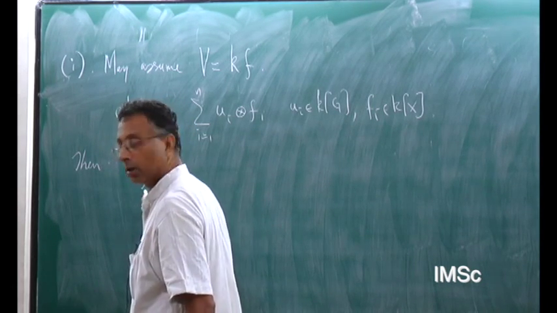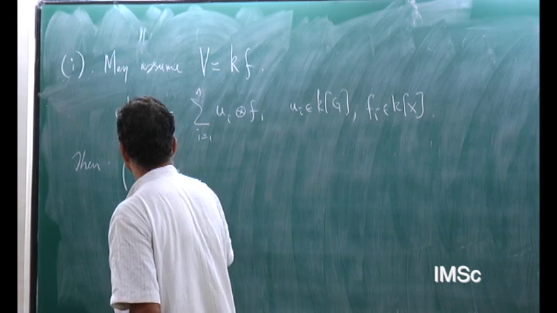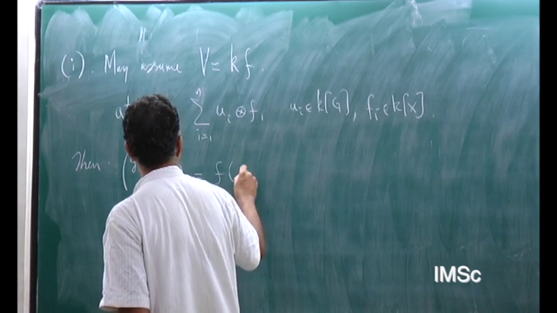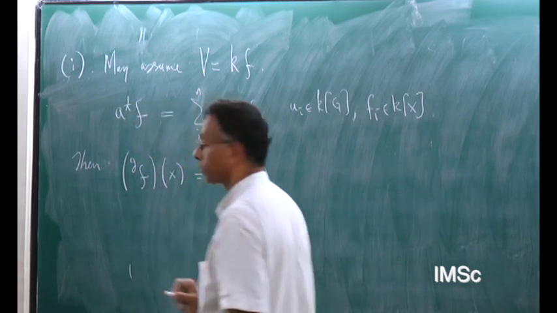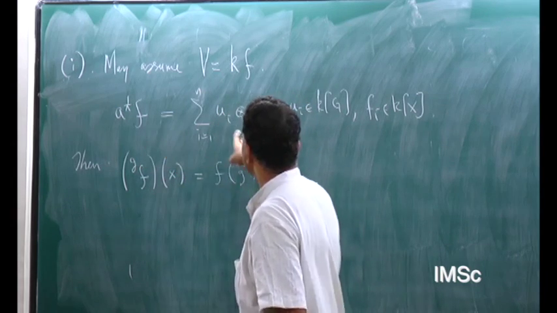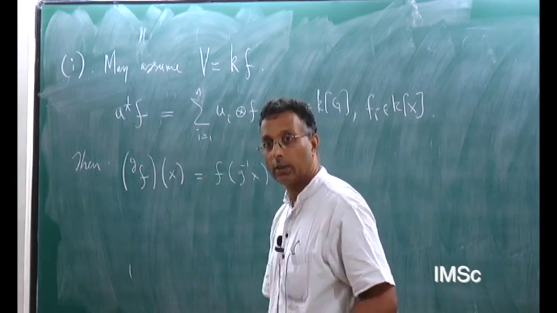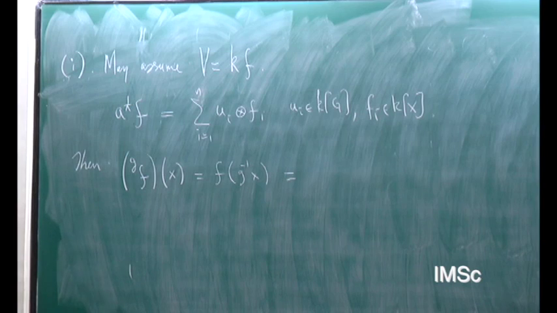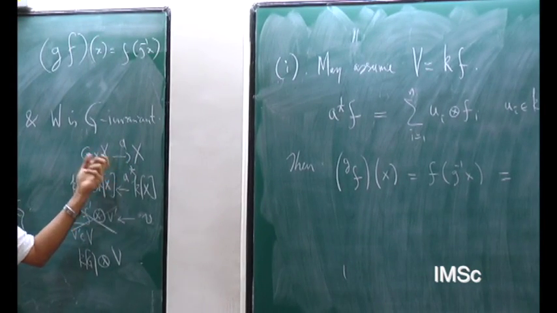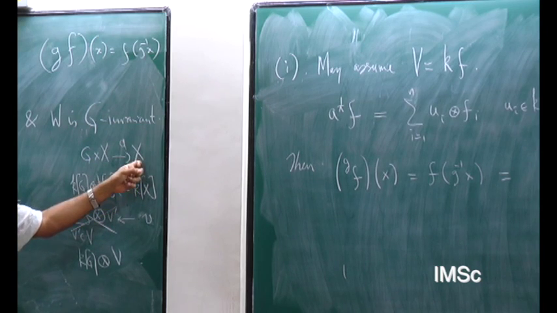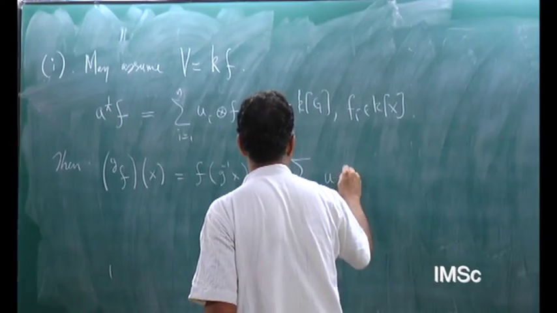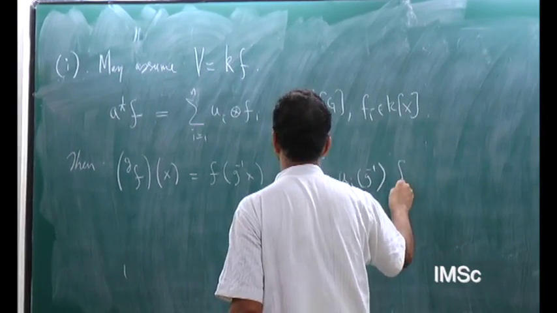So let's work this out. GF of x is f of G inverse of x. But what does this mean? This is just the pullback under this action map. So I claim this is nothing but the sum of ui of G inverse times fi of x.